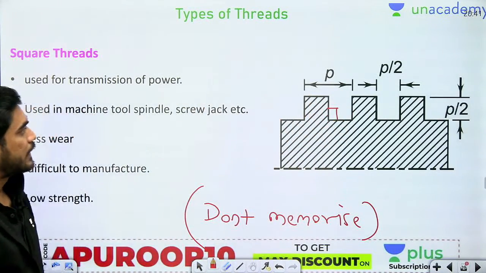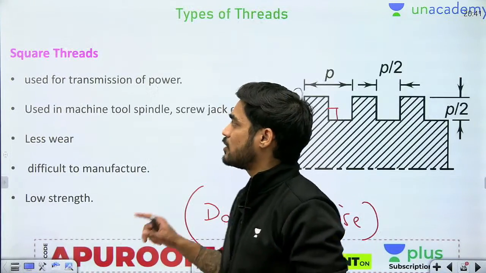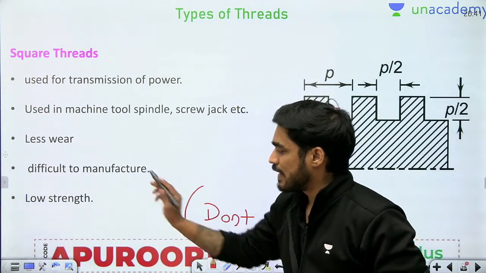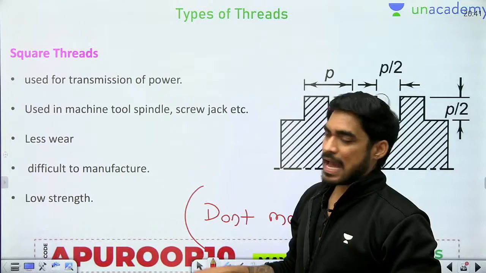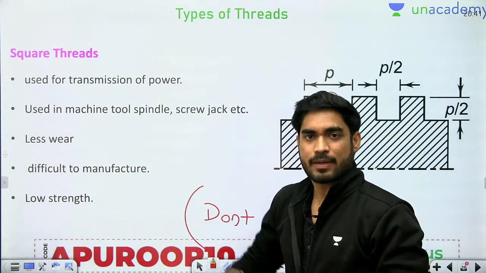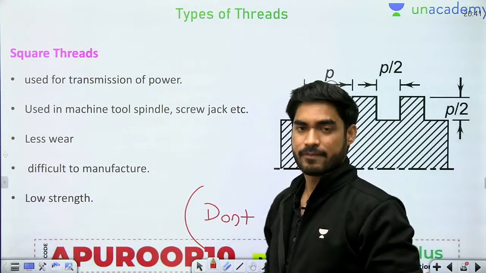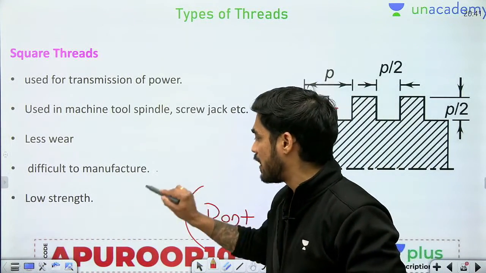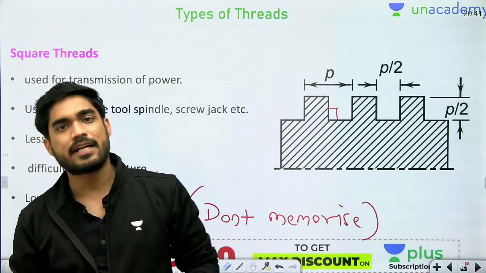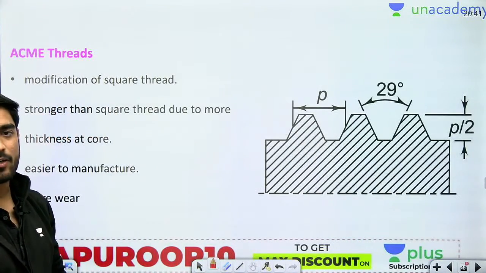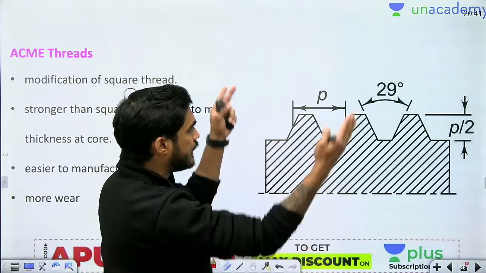Okay, next type of thread is acme thread. Now what is the disadvantage of square thread? Difficult to manufacture and low strength. So beta, in acme threads we have overcome these disadvantages. acme thread बनाया ही इसलिए गया है ताकि square thread की कमियों को दूर किया जा सके. तो square thread की कमी क्या है? Difficult to manufacture and low strength. So in order to manufacture it easily, and in order to increase strength, what we have done is, instead of square threads we have made it tapered.